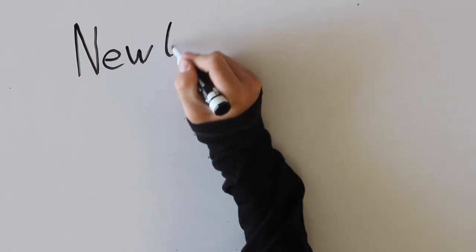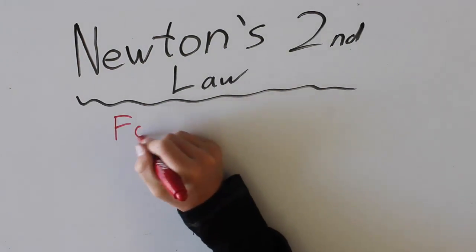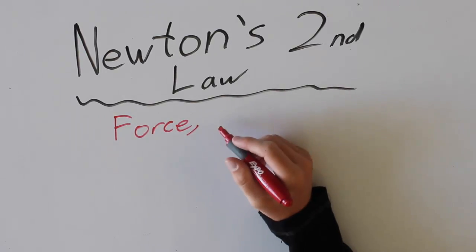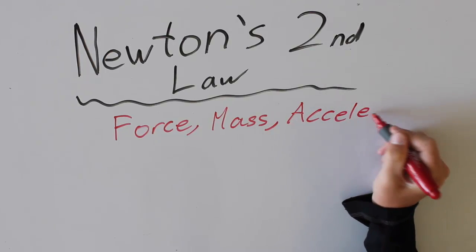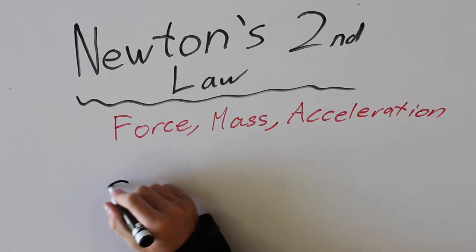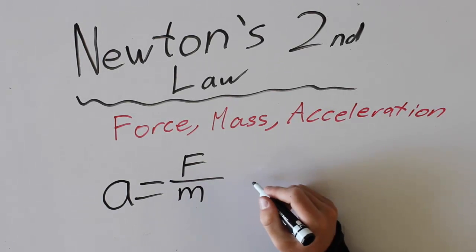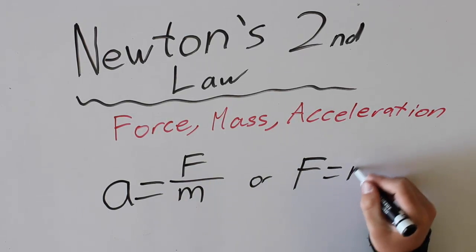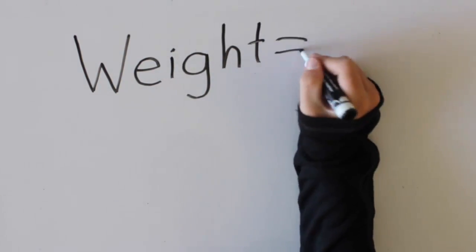Right. And Newton's second law does more than just tell us this basic fact of the universe. It tells us the precise relationship between force, mass, and acceleration. He mapped it out for us in the following equation. Acceleration equals force divided by mass, or, as it is more commonly known today, force equals mass times acceleration. Now we are going to try a problem using that equation.